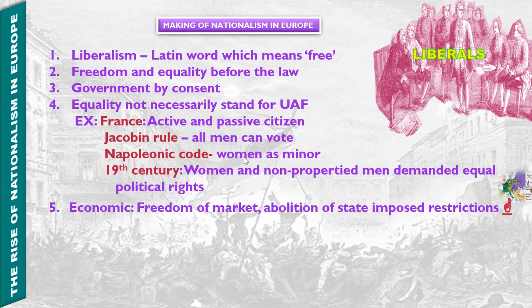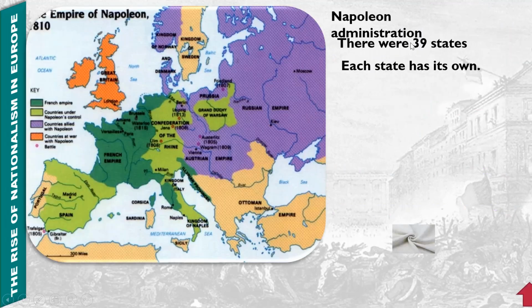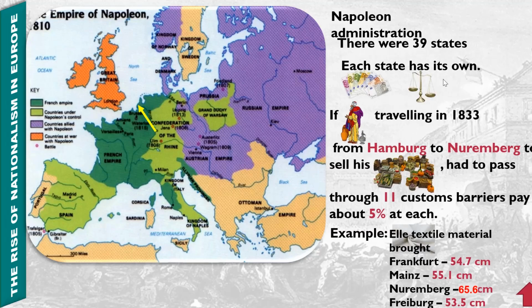In the economic sphere, liberalism stood for the freedom of markets and the abolition of state-imposed restrictions on the movement of goods and capital. During the 19th century, this was a strong demand of the emerging middle classes. Let us take the example of the German-speaking region in the first half of the 19th century. Under the Napoleonic administration, there were 39 states. Each state had its own currency and weights and measures.